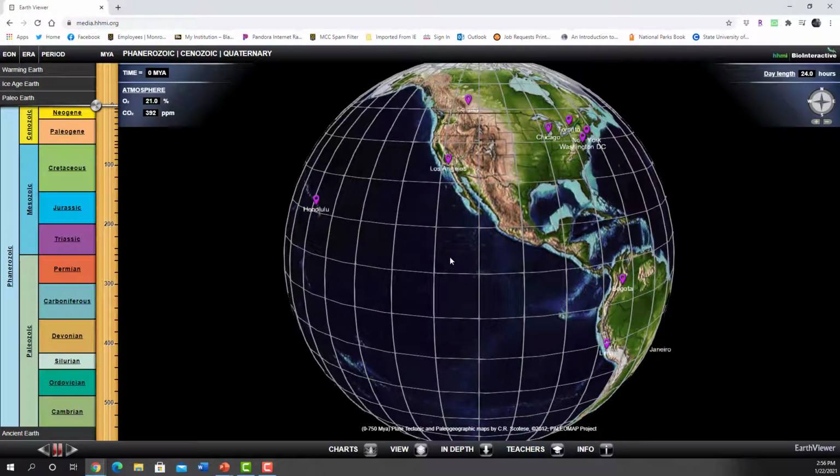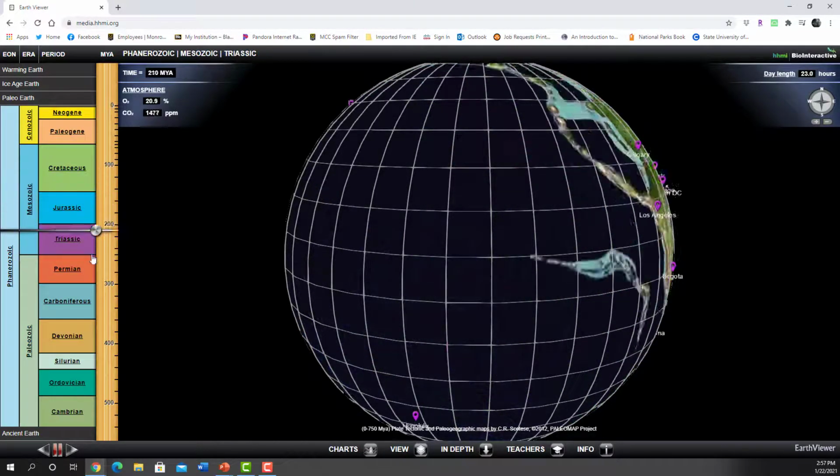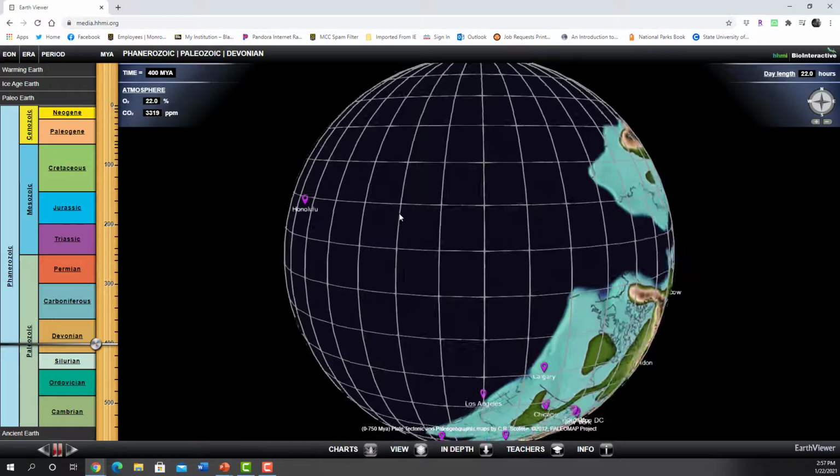It's really fun. But here's the really cool part, and you'll get a chance to play with a lot of these things. As we take this and drag it back, let's go back to the Devonian period, 400 million years ago. So you can see there was a little bit more oxygen. You can see that carbon dioxide was way higher 400 million years ago, but over here, you can see the length of the day was only 22 hours long.